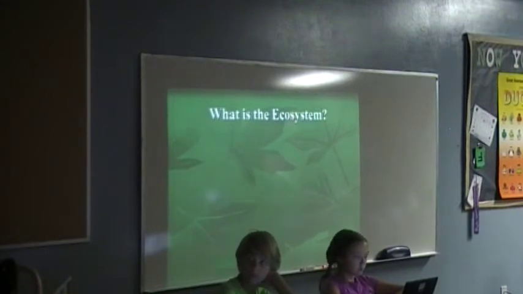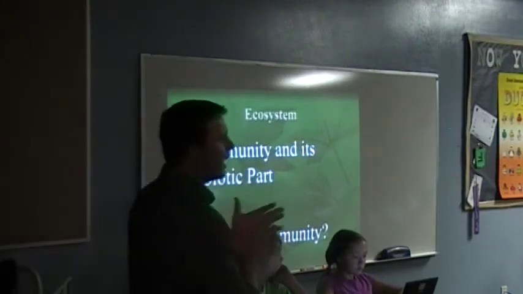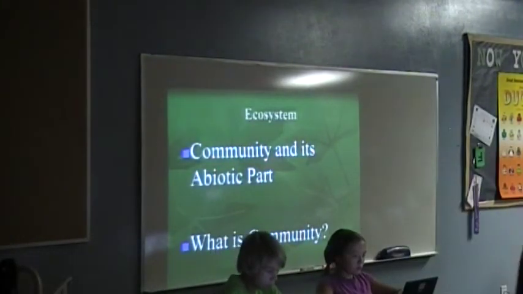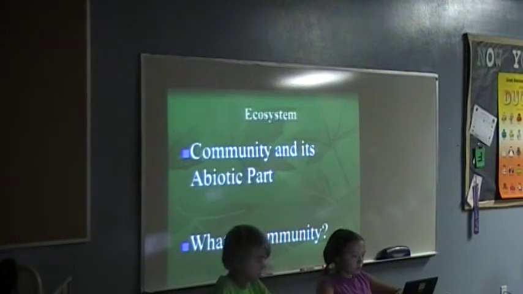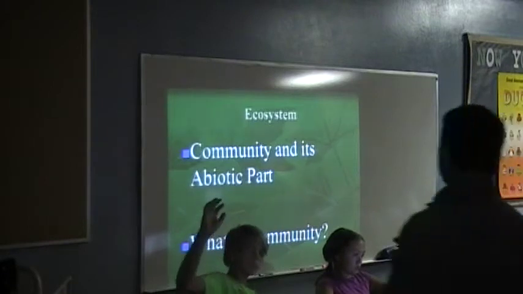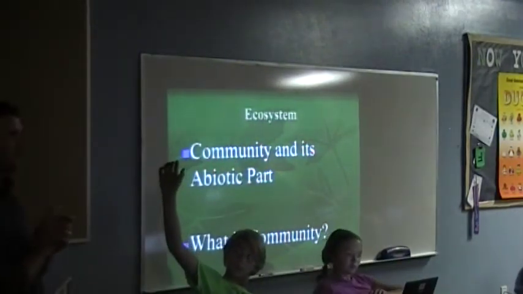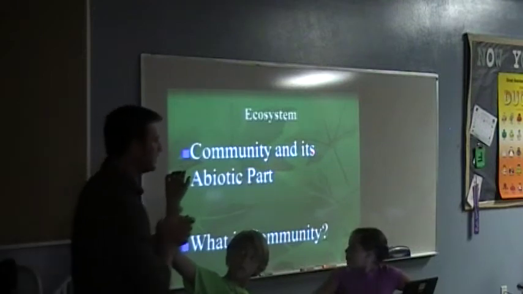What is an ecosystem? An ecosystem is a community and its abiotic parts. That's what you're going to type in. Community and its abiotic parts. That's what an ecosystem is. Now, some of you are sitting there going, okay, that doesn't really tell me anything, Mr. Ware, because all you did is take a big word called ecosystem and give me two more big words that I don't have a clue about.